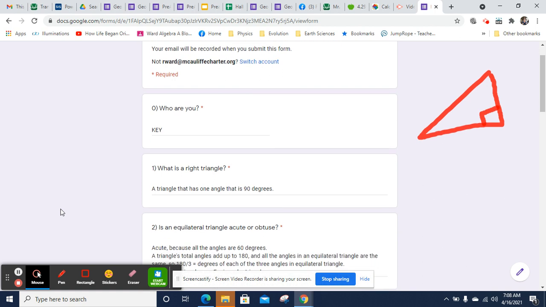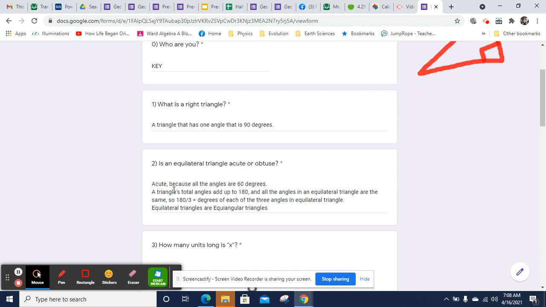Now, is an equilateral triangle acute or obtuse? Well, it's going to be acute because all the angles are 60 degrees. If you divide 180 degrees by 3 equal angles, each one will be 60 degrees. So there's another name for equilateral triangles. They are equiangular triangles because all the angles are equal.